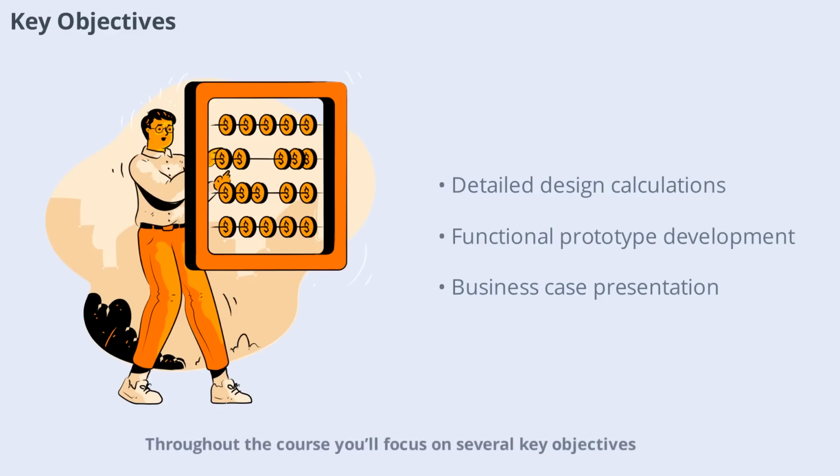Throughout the course, you'll focus on several key objectives. These include providing detailed design calculations, creating engineering drawings, and building a functional prototype. You'll also learn to acquire, store, and interpret assessment data, which is crucial for validating your design. Understanding intellectual property, product reliability, and robust design principles will be emphasized. Additionally, you'll practice presenting a business case for your solution and preparing comprehensive deliverable reports. Each objective is carefully crafted to ensure you're ready for the challenges of biomedical engineering.